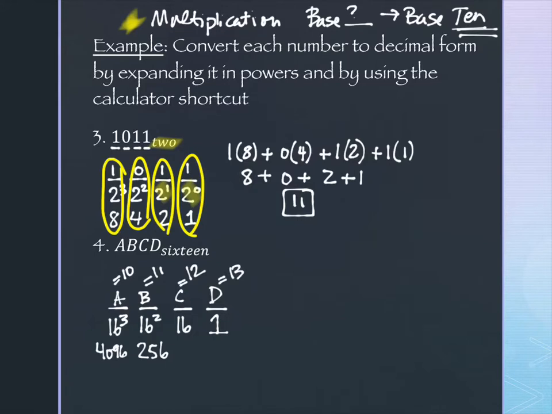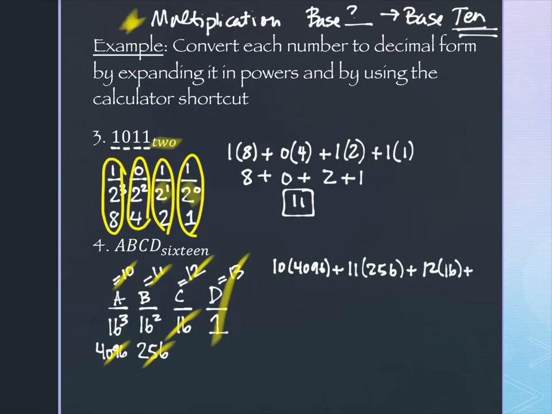So we're going to be multiplying 10 times 4096, 11 times 256, 12 times 16, and 13 times 1. So 10 times 4096 plus 11 times 256 plus 12 times 16 plus 13 times 1. Many of you probably have calculators where you can just put that straight in all the way across. That's fine. Some of you may not, so I'll do it step by step. But if you don't want to do it step by step, that's fine.